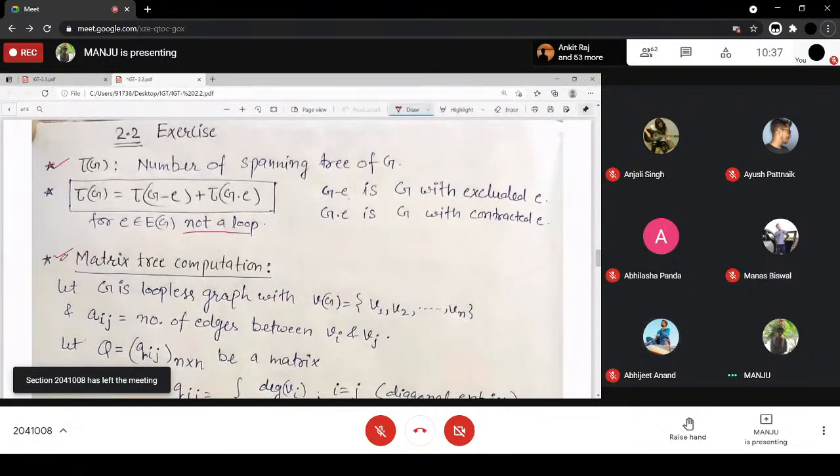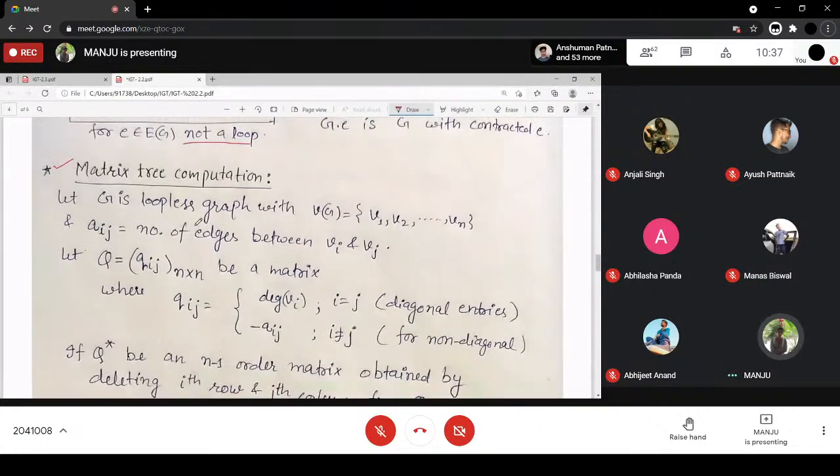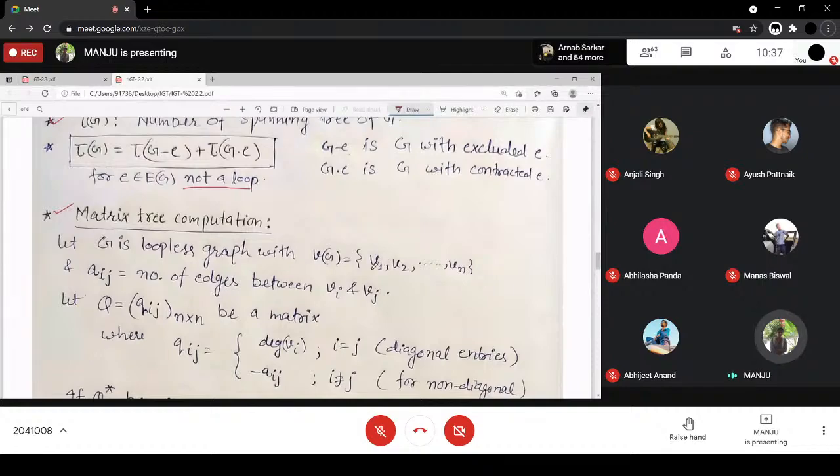Yes, ma'am. Now there is one more, matrix tree computation. In matrix tree computation, this should be a loopless graph. In a loopless graph, you have all the vertices v1, v2, and so on up to vn. You find the adjacency matrix. What about AG? How do you find it? Adjacency matrix?